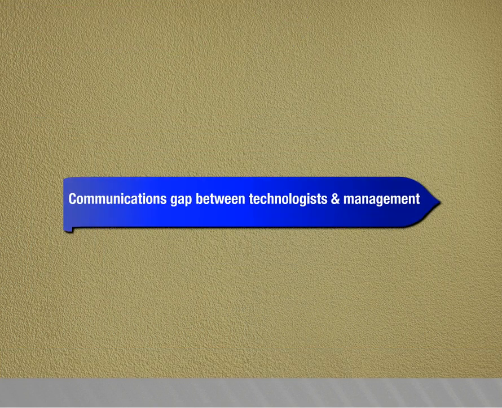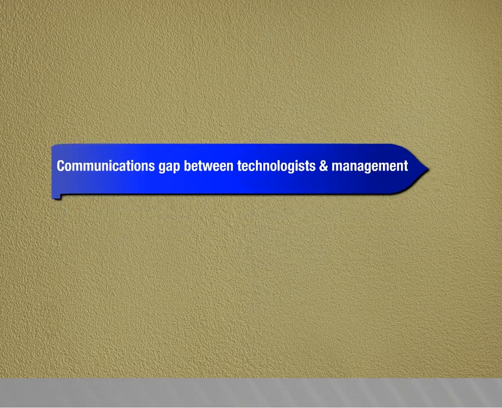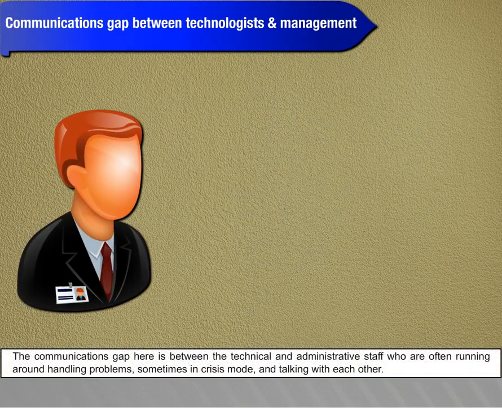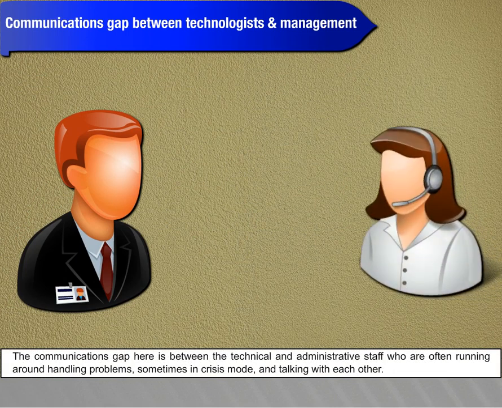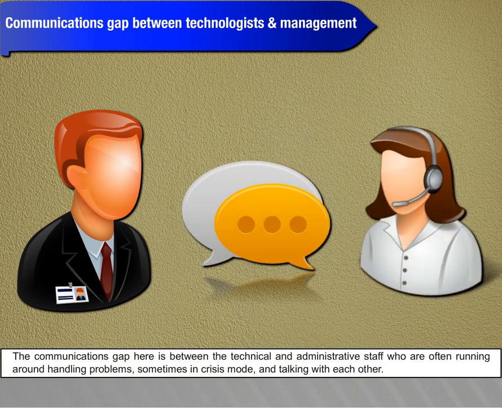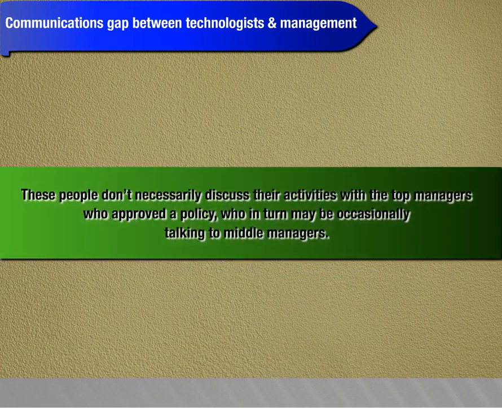Communications gap between technologists and management. The communications gap here is between the technical and administrative staff who are often running around handling problems, sometimes in crisis mode, and talking with each other. These people don't necessarily discuss their activities with the top managers who approved a policy, who in turn may be occasionally talking to middle managers.